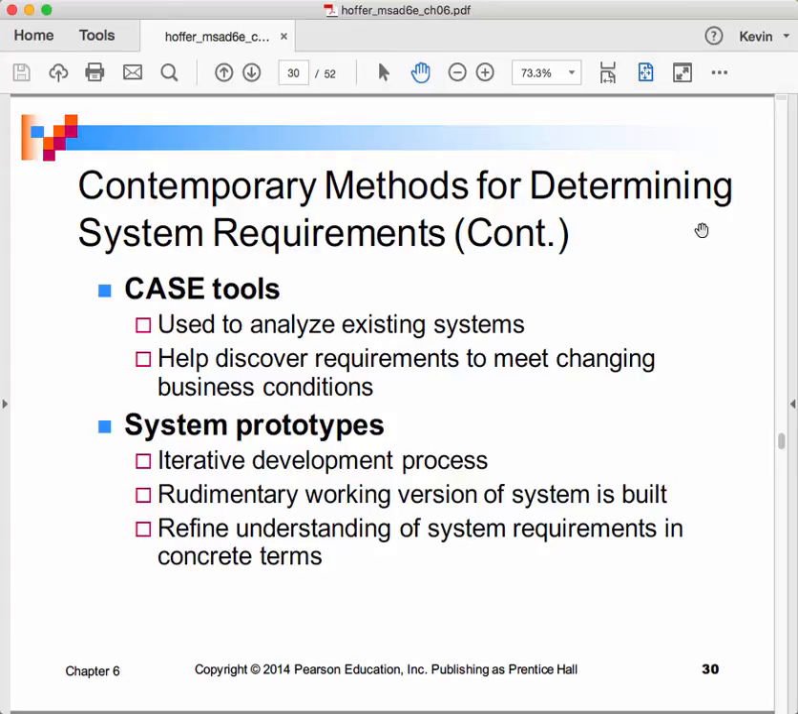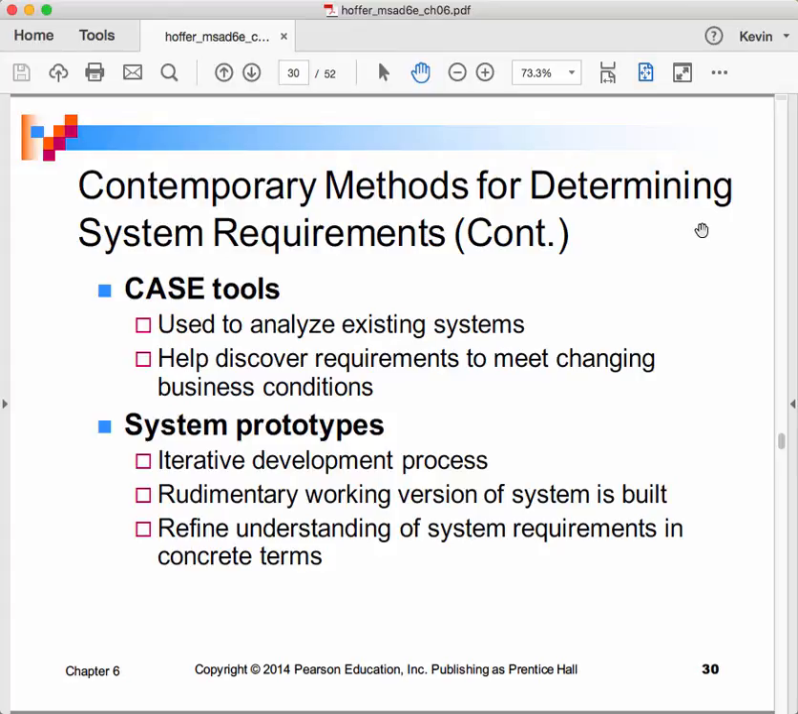Case tools. Now, case tools are just systems to support systems analysis and design. And that's pretty much what we expect to have these days. So I'm not going to talk about those a whole lot.